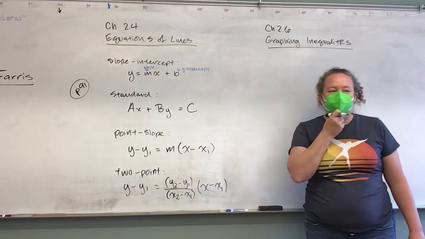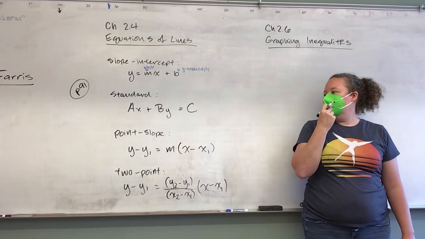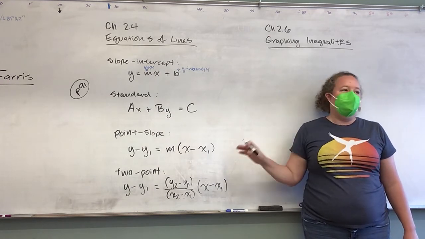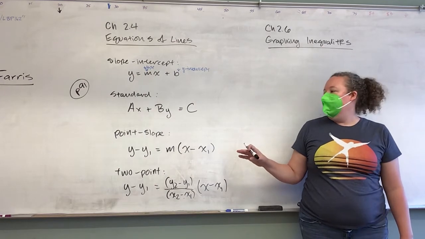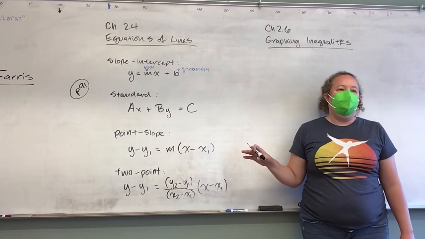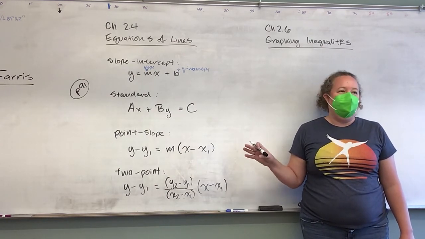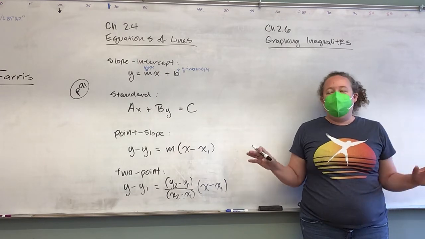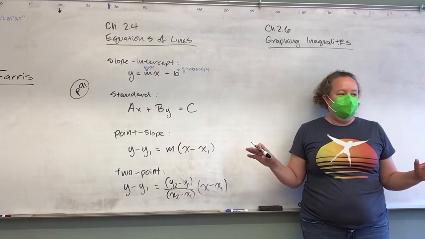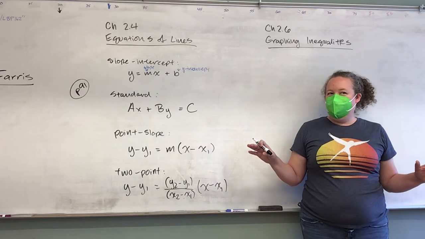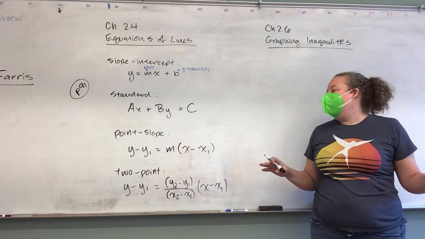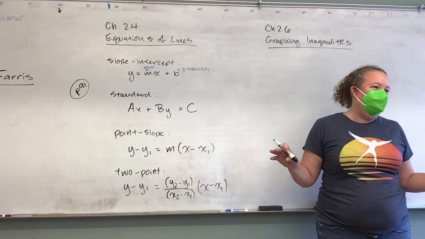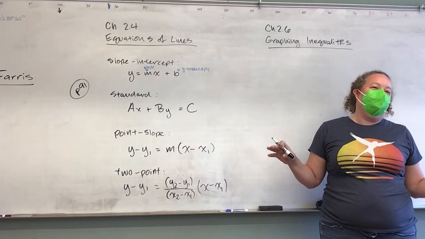So here we go, here's a little pop quiz. Let's say you're doing a problem in this chapter and they ask you to find the equation of a line, and the information that they give you is a point and they tell you the slope of the line. Which form should you use? Point slope, yes. Let's say they give you two points. Which form of the line should you use to write the equation of the line?